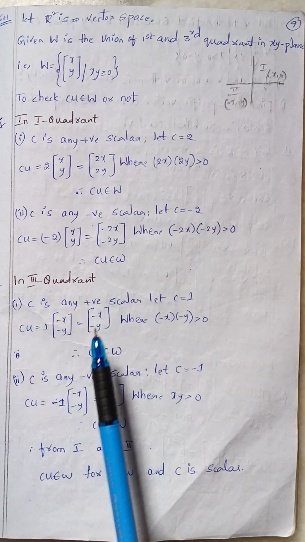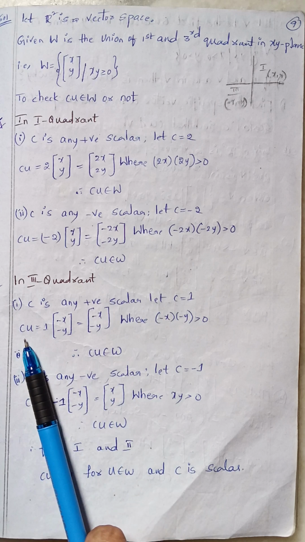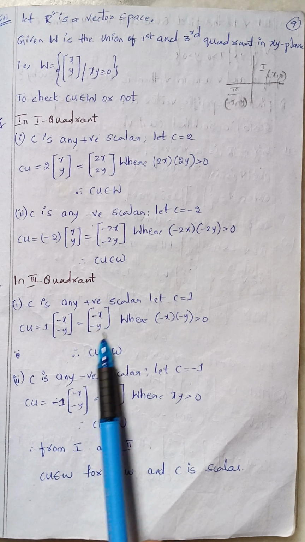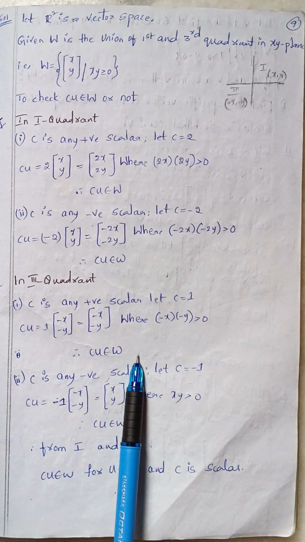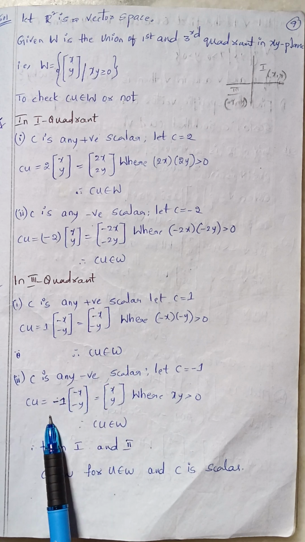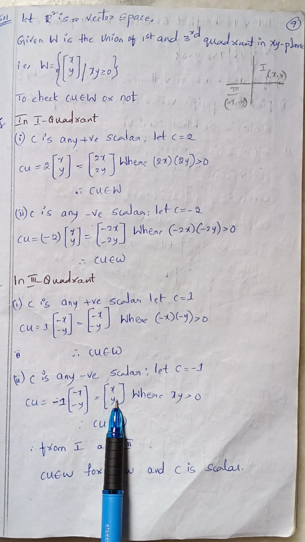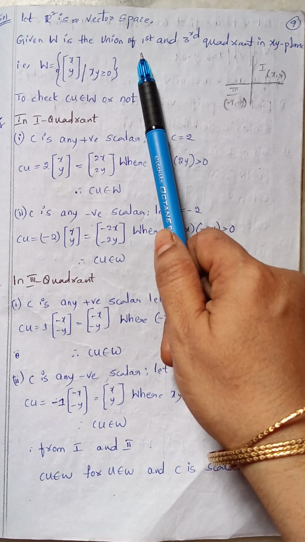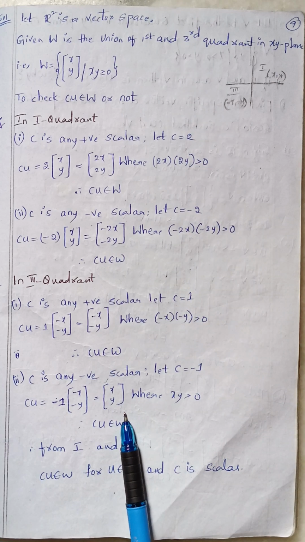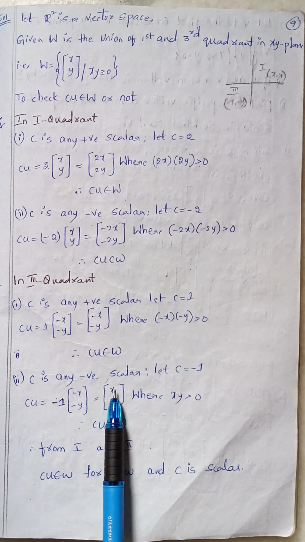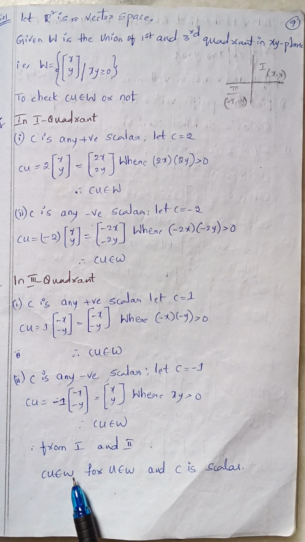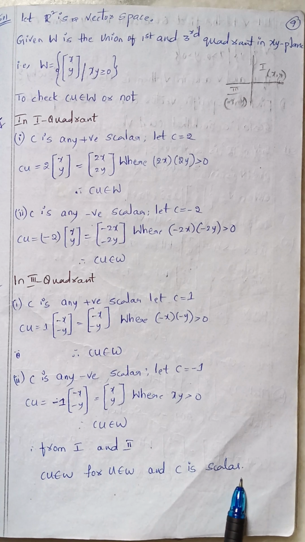Similarly, in the third quadrant, suppose we take any positive number for c, then positive into both negative, so you get negative numbers whose product is positive. So obviously it belongs to W. In the same way, if c is negative, what will happen? Minus into minus is plus, plus. Then this vector is in the first quadrant. What we have here is that it is either in the first quadrant or in the third quadrant. So it is possible for c to be a positive number or a negative number. So from 1 and 2, what can we conclude? cu belongs to W for any scalar, either positive or negative, for u belonging to W.